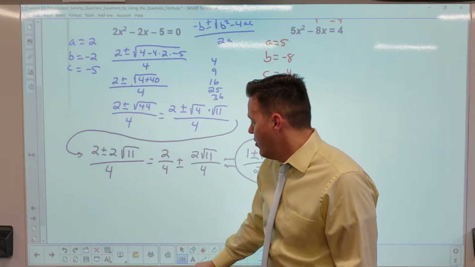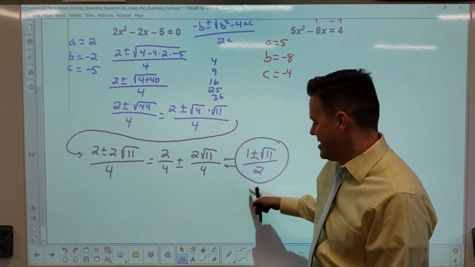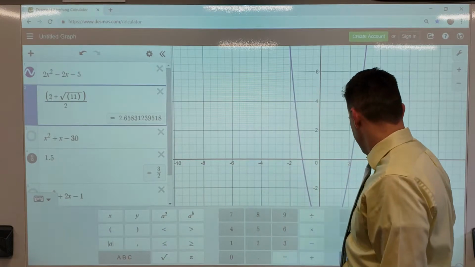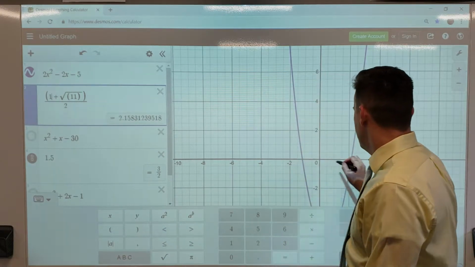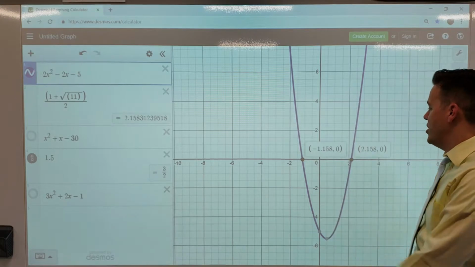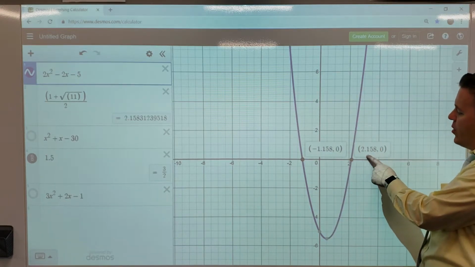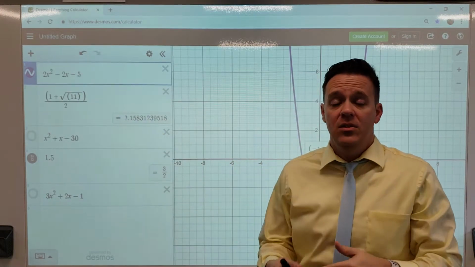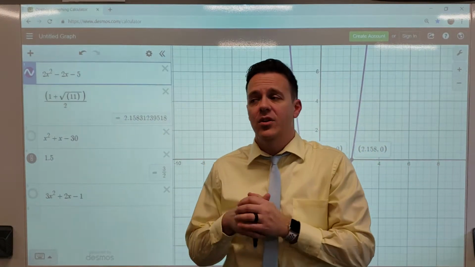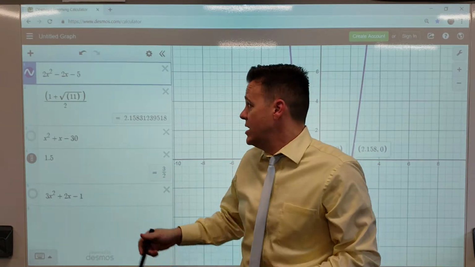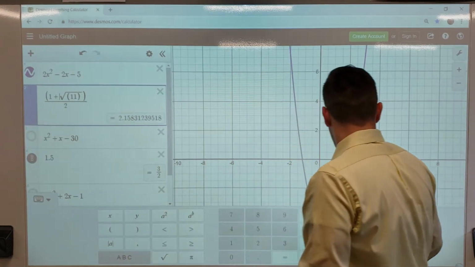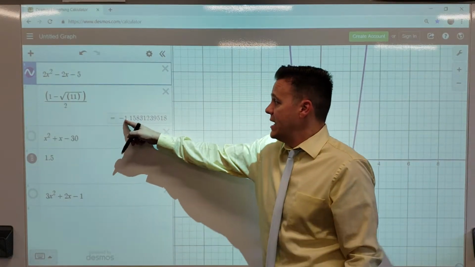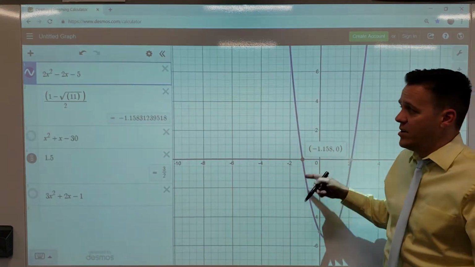Our answers that we got when we did this are 1 plus. So, ladies and gentlemen, change this to a 1. Turn this graph point back on, and what do you get? 2.158. Can you use Desmos and get the answer? Yes, you can. Okay, you can even take this symbol and you can subtract it. If I subtract it, I would get negative 1.158, and that's what the other point is.